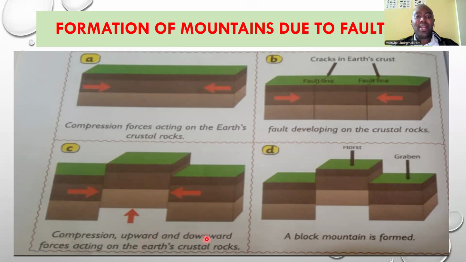Compression, upward and downward forces acting on the Earth's crustal rocks. So you can see these are compressional forces, and then we've got an upward force that's acting on the middle part. So at the end of the day, we shall have a block mountain being formed, with the horst, or the raised part, being now the block mountain. So basically, that's how a block mountain is formed.